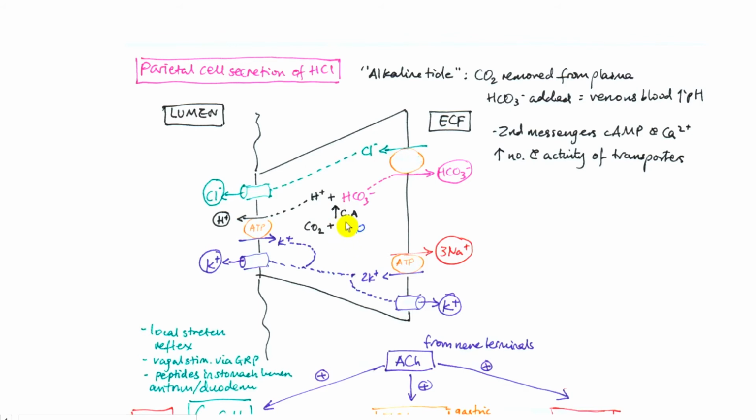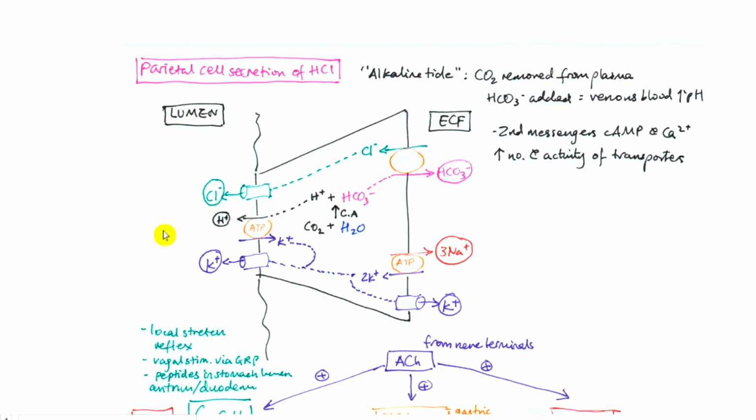reacting to form a hydrogen ion and bicarbonate, catalyzed by carbonic anhydrase. And the hydrogen ions go out on the luminal side, meanwhile the bicarbonate ions go out on the extracellular fluid side, and are traded for chloride ions, which then exit with the hydrogen ions into the lumen. So we have increased concentration of acid here.